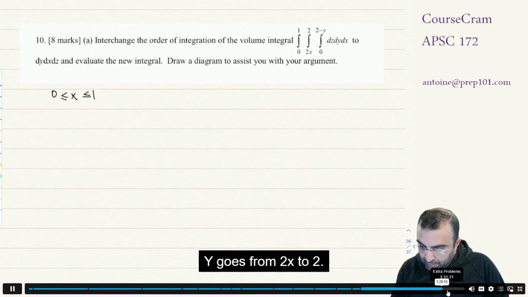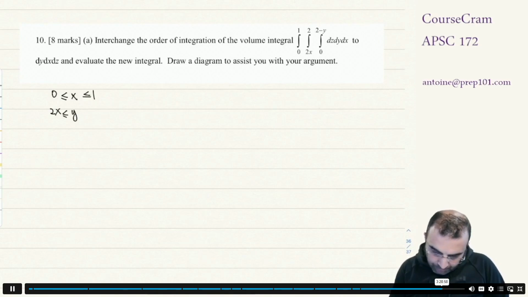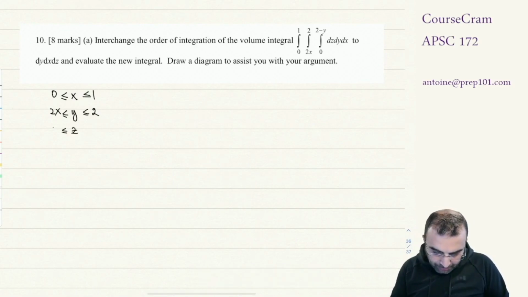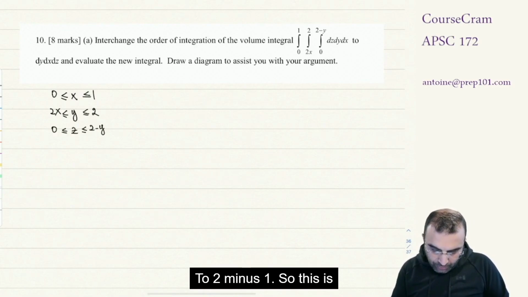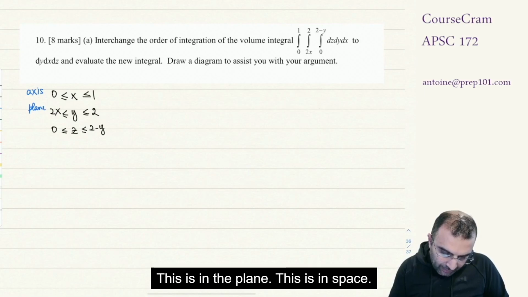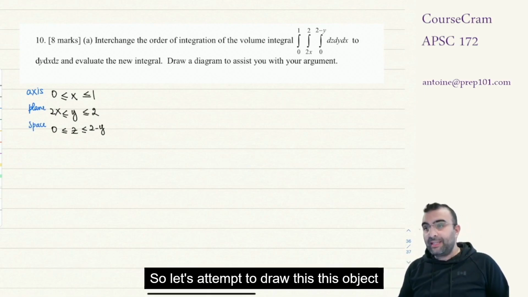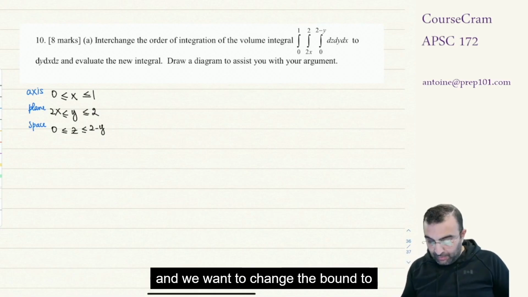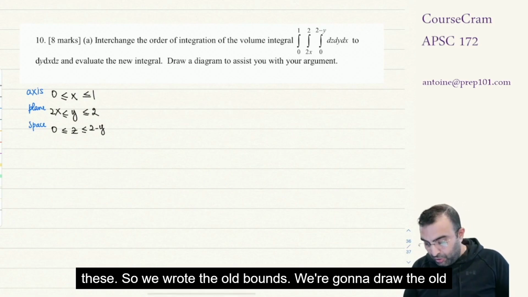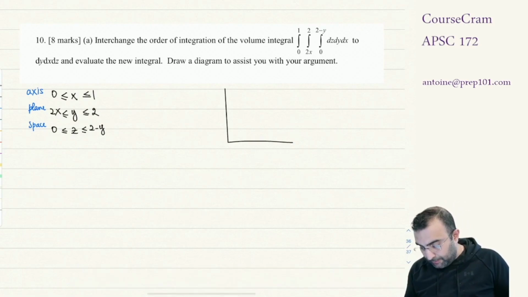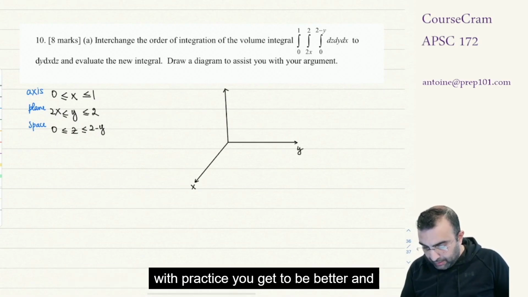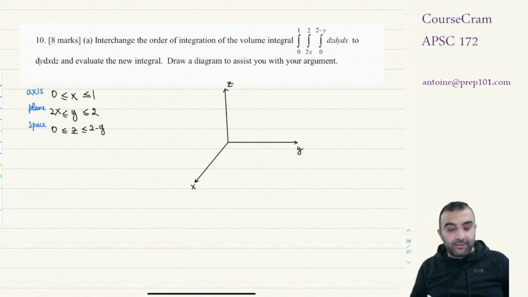Y goes from 2x to 2, while Z goes from 0 to 2 minus y. So this is on the axis, this is in the plane, this is in space. Let's attempt to draw this object, and we want to change the bounds to these. We wrote the old bounds, we're going to draw the old bounds, and then we're going to write the new bounds. Again, this is the part that is a little bit annoying, but with practice you get better and better at this.